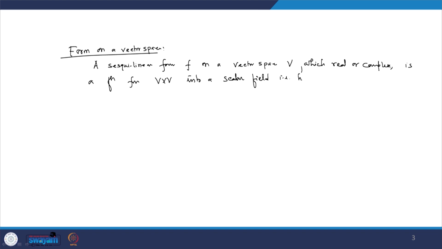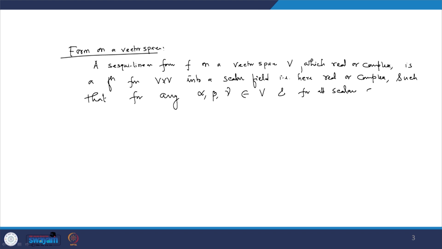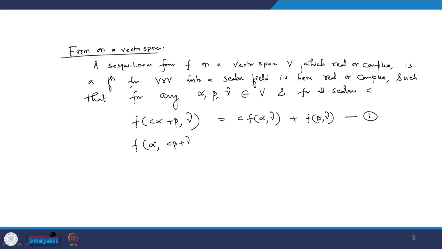that is real or complex, such that for any alpha, beta, gamma belonging to the vector space V, and for all scalars C, real or complex, first, f of C alpha plus beta, gamma equal to C times f of alpha, gamma plus f of beta, gamma. Second, f of alpha, C beta plus gamma equal to C bar f of alpha, beta plus f of alpha, gamma.